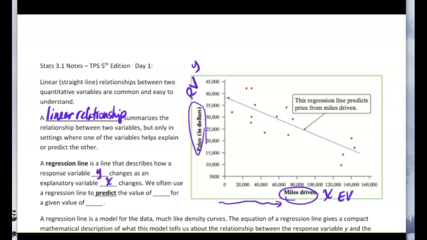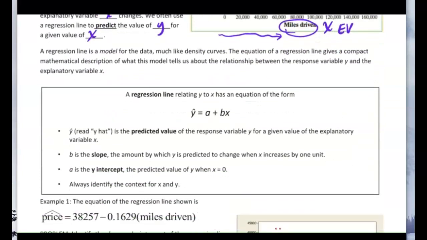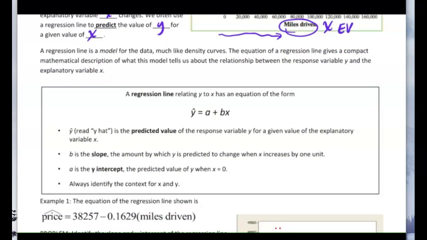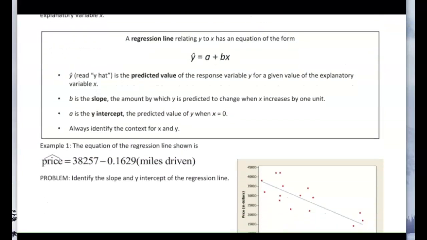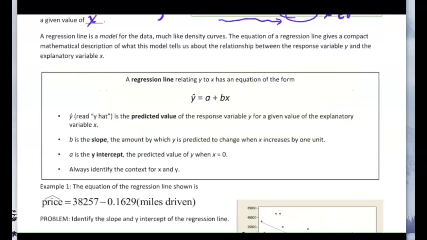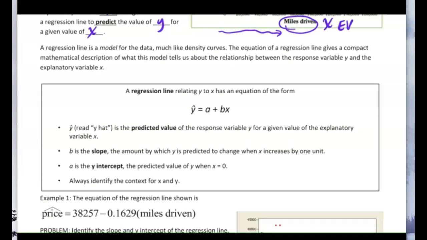We often use a regression line to predict the value of y for any given value of x. So we're basically saying once we know x, we can predict y, okay? All right, so a regression line is a model of the data. The equation of the regression line gives a compact mathematical description, and it shows us the relationship between y and x. All right, so here is how we write this equation.